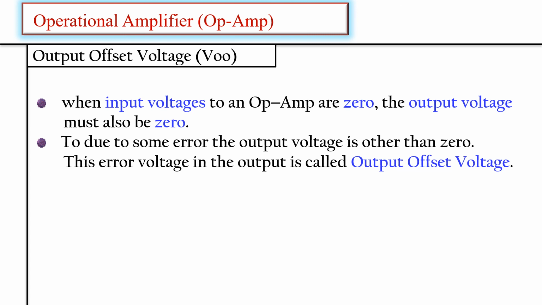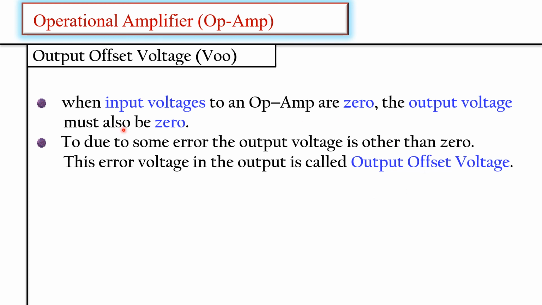The next parameter is output offset voltage, VOO. When the input voltages to an op-amp are 0, that is, the inverting and non-inverting terminals are grounded, ideally the output should be 0. But due to some error, the output voltage is other than 0. This error voltage in the output is called the output offset voltage.